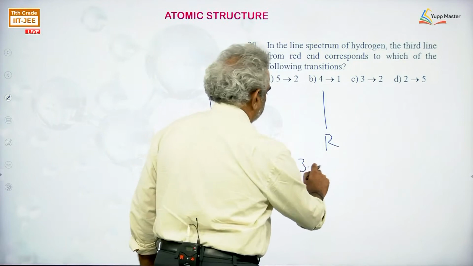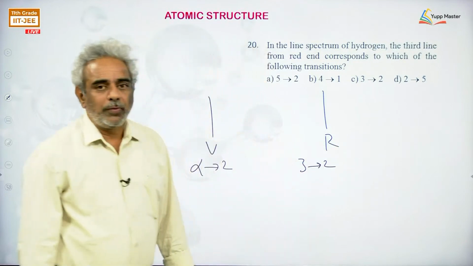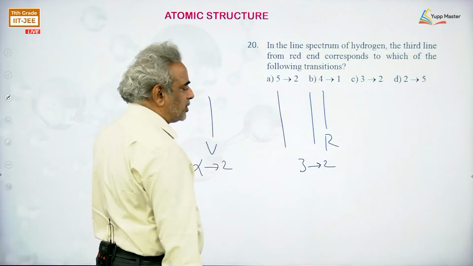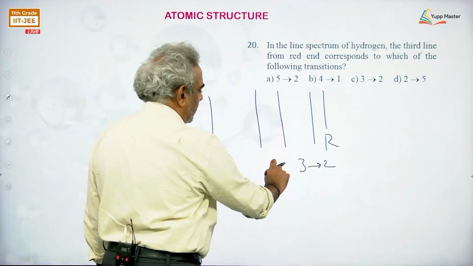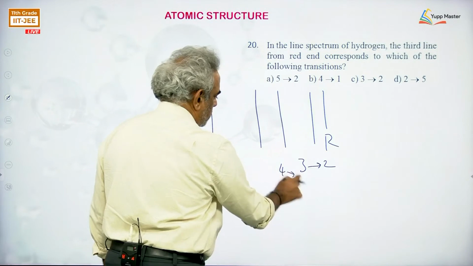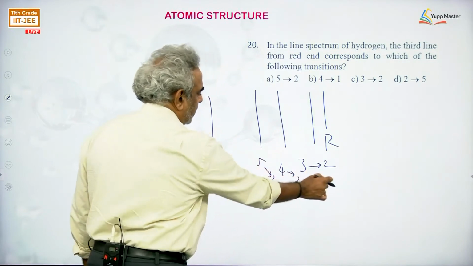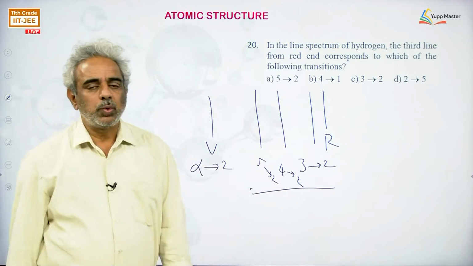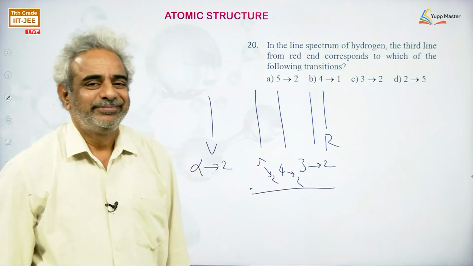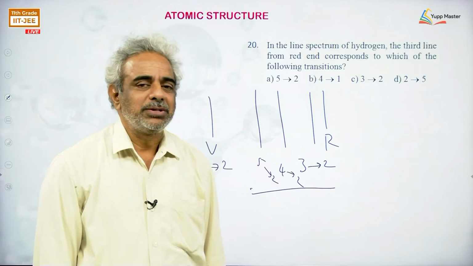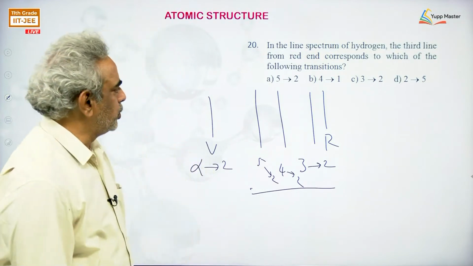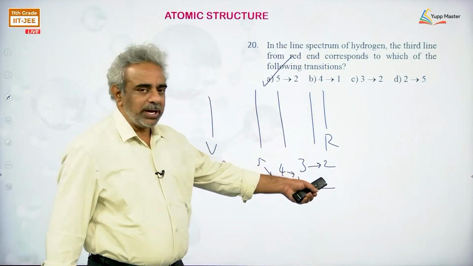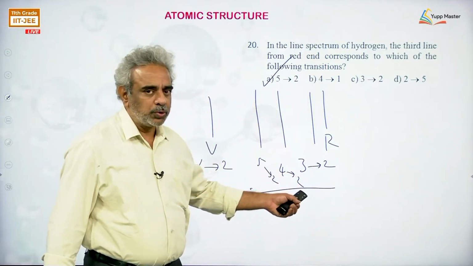3 to 2. So, 3 to 2 will be the first line, 4 to 2 will be the next energetic line, 5 to 2 will be third line. This is 4 to 2, this is 5 to 2. Because as you are moving like this, energy is increasing, you are approaching towards violet. So, this kind of trickish questions you have to be careful. So, 5 to 2 is our transition. 3 to 2 is the first line in the Balmer series, 4 to 2, 5 to 2.